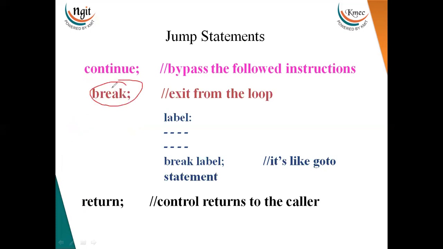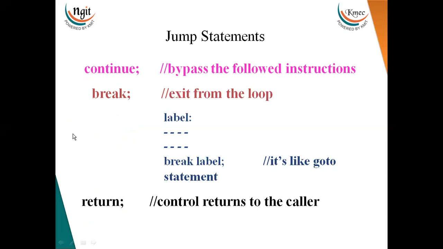Whereas break is used to break the complete loop, right? Whenever the condition is met, we will break and we will come out of all the blocks. Then the return statement is used to return the value to the caller. That is the purpose of the return statement. This is all about the jumping statements.